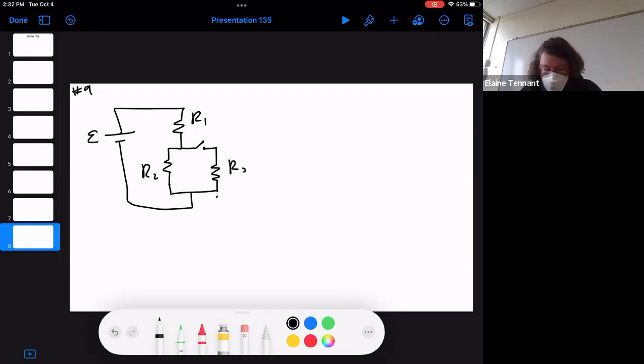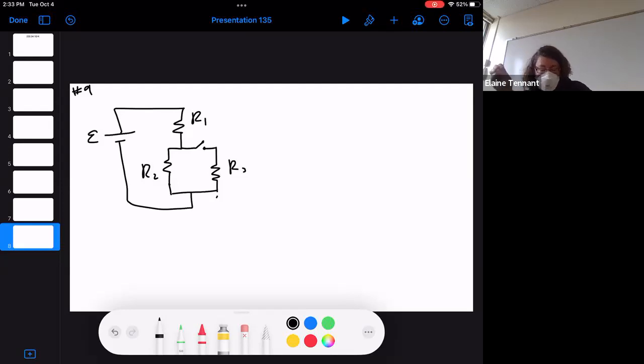And I want to know, when I close this switch, does the overall resistance of this circuit increase or decrease? Does that make sense? Okay. So let's talk about this. I want to do the math first, and then I want to talk about some concepts. So let's do the math.